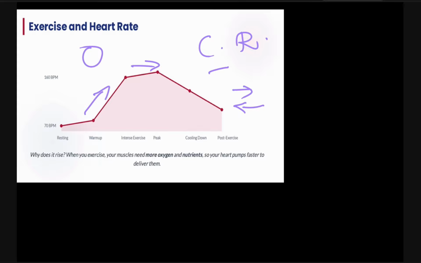child usually beats faster. Okay, you can see that whenever you do exercise, the muscles need more oxygen and nutrients, so the heart pumps faster to deliver them. When we are in a resting state, the heart rate is around 60 to 100 times. Whenever we are doing exercise, the heart rate increases.